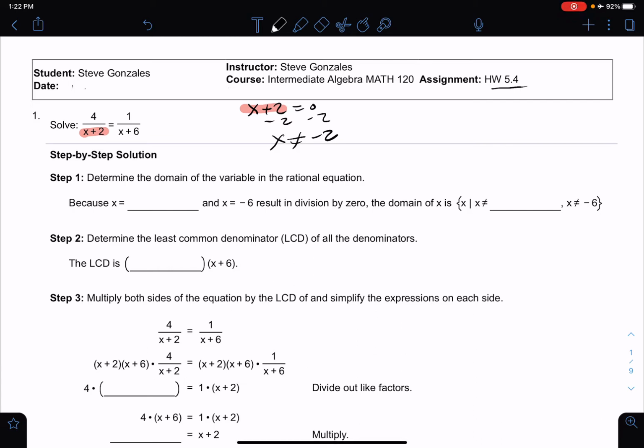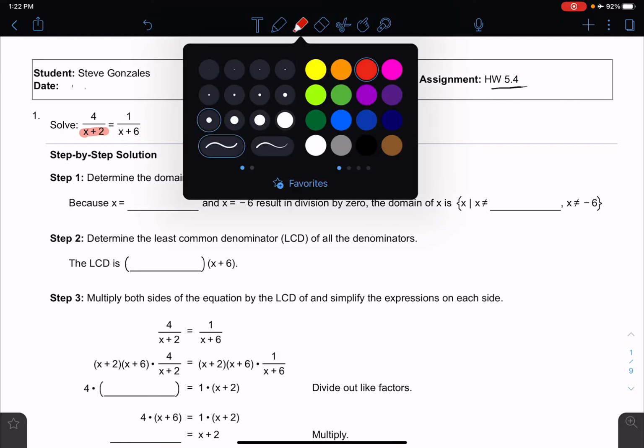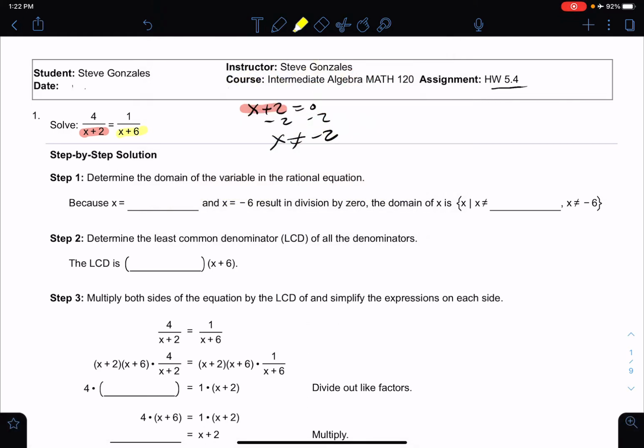Now the other one, in this particular example, they already did that for us, right? When x equals negative 6, this results in division by 0 right there, so that is not allowed. So they already put that down. x cannot equal negative 6 causes the problem, but so does x equals negative 2. So if we're going to talk about a domain, the way we say it is the set of all x's such that x cannot equal negative 2, and then they already have the other one, x cannot equal negative 6.